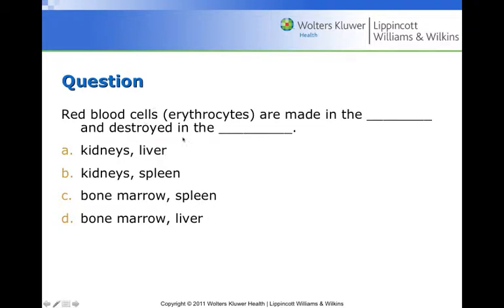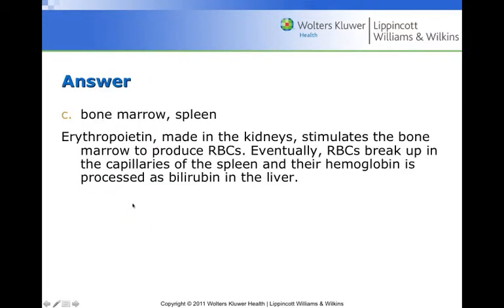Question: red blood cells, erythrocytes, are made in the blank and destroyed in the blank. From our previous slides, we know they are made in the bone marrow and destroyed in the spleen. Erythropoietin, made in the kidney, stimulates the bone marrow to produce them. Eventually they break up in the spleen, and if you don't have a spleen, they are also broken up in the liver.